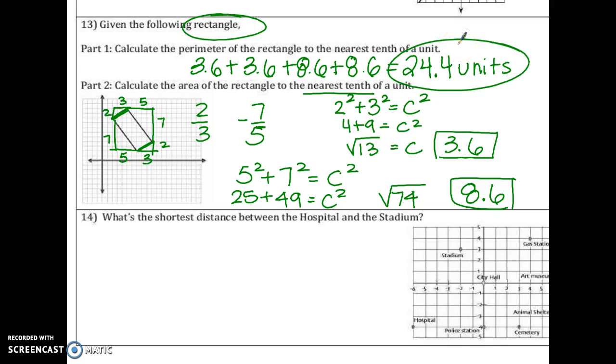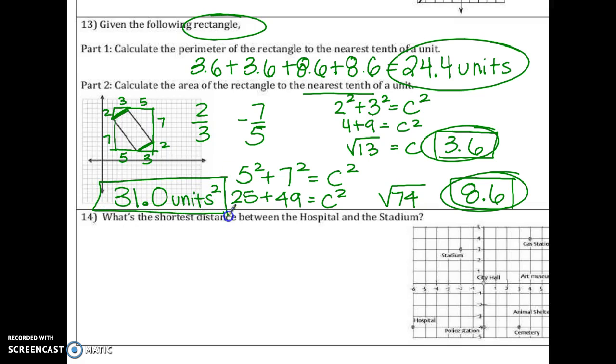Perimeter. Now if we want the area, we do base times height. We multiply the two together and get 31.0 units if you round to the nearest tenth. And that would be units squared because it's multiplying the two together.